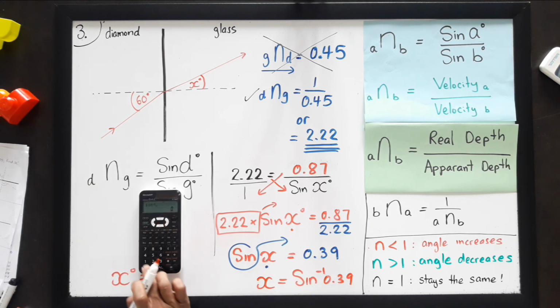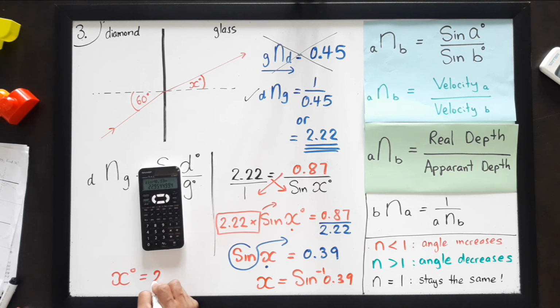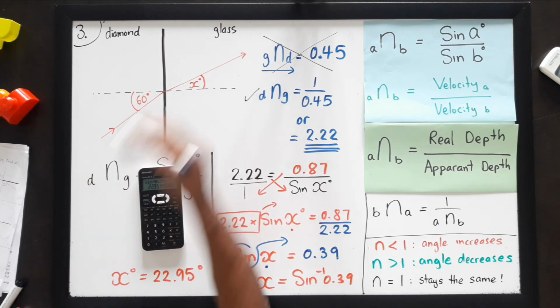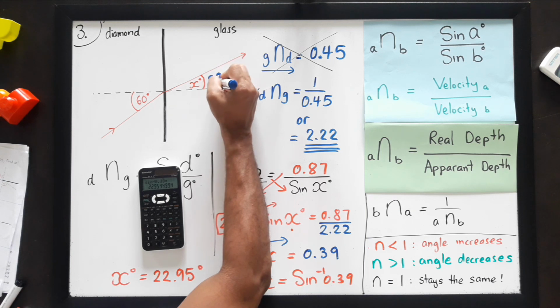Second function, sine 0.39. And we get roughly 22.95 degrees. Close to 23 degrees. So that means this angle here is 23 degrees.